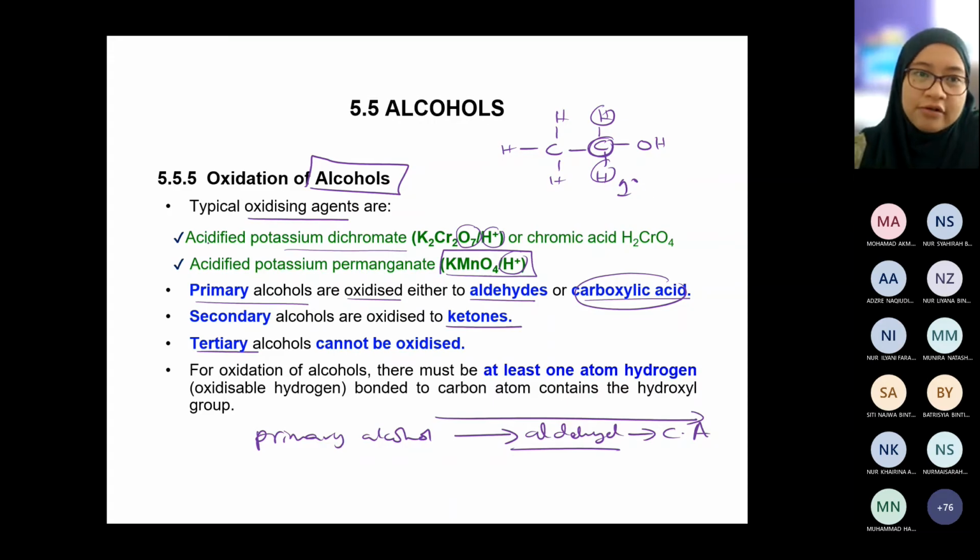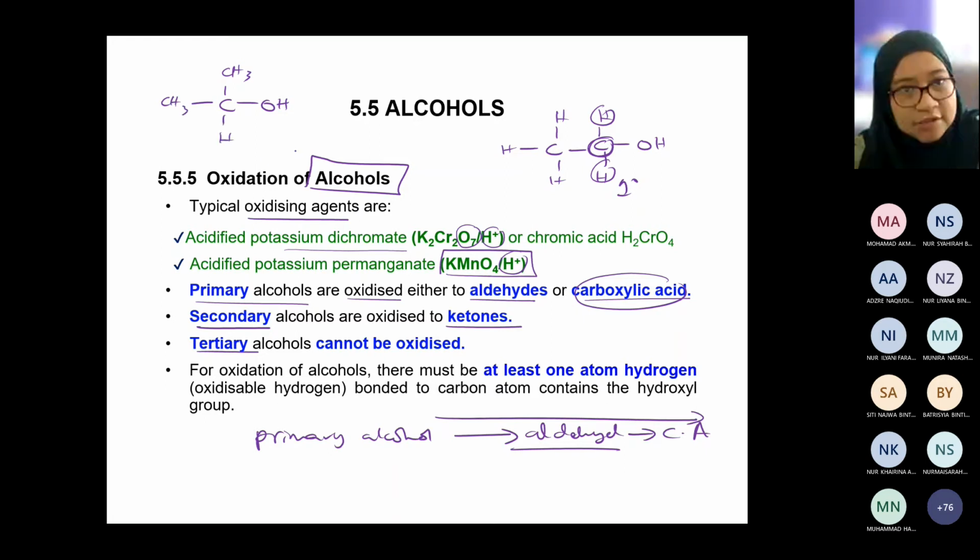Same goes to secondary alcohol. So how do you draw secondary alcohol? So we have CH3, OH, okay, another CH3, and then hydrogen. So ni secondary kan, because this carbon is attached to two other carbons. So we have one oxidizable hydrogen. So this is what we call oxidizable hydrogen. So in order to be oxidized, the carbon need to be attached to at least one oxidizable hydrogen because this one will later be oxidized.